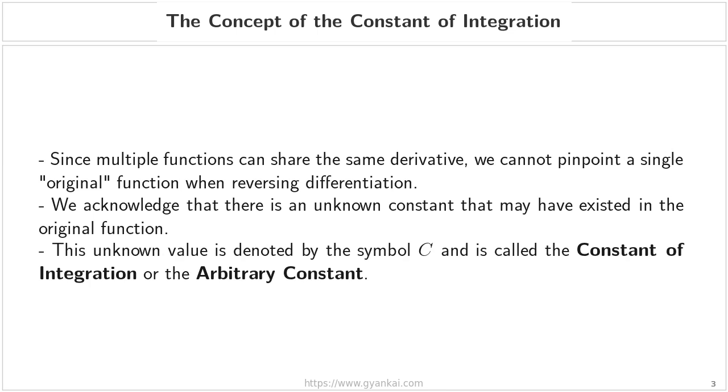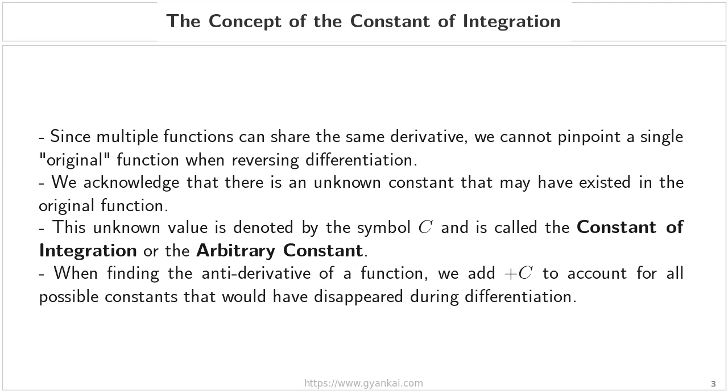To represent this unknown constant, we use the symbol c. This c is called the constant of integration, or sometimes just the arbitrary constant. It's a placeholder for any real number. Therefore, when we find the antiderivative of a function, we always add plus c to the end. This plus c isn't just a formality. It's essential because it accounts for all possible constants that might have been present in the original function before differentiation. It ensures we're representing the entire family of possible antiderivatives, not just one specific instance.